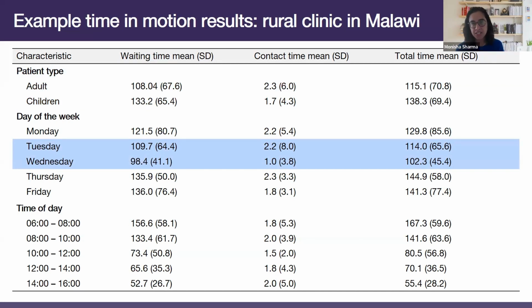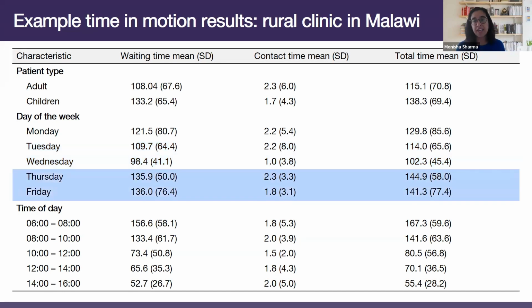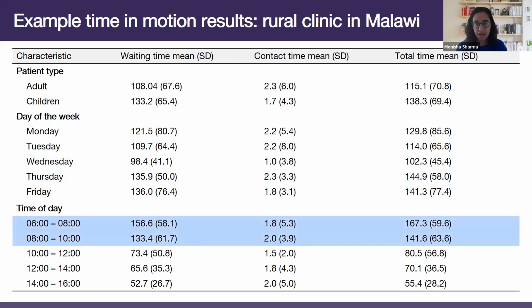So we can see that Tuesdays and Wednesdays seem to be the least busy. So there's the lowest waiting time. And then later in the week, the clinic becomes more busy. So Thursday and Friday have longer waiting times. And there's also variation by time of day. So people spend more time waiting in the morning and less time later on.